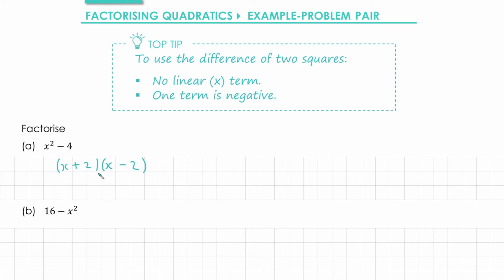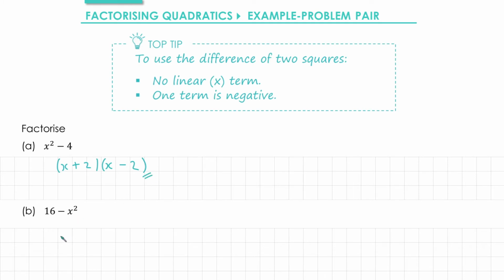The key to using the difference of two squares is that we have the same terms in both brackets, but one has a positive term and one has a negative term. And we can see the consequences of that if we think about expanding out these brackets. We would get x times x, which is x squared. We would get plus 2 times minus 2, which is negative 4. And then the other parts will cancel out because we would have positive 2 times x, which is 2x, and negative 2 times x, which is minus 2x. So they cancel to leave us with x squared minus 4.